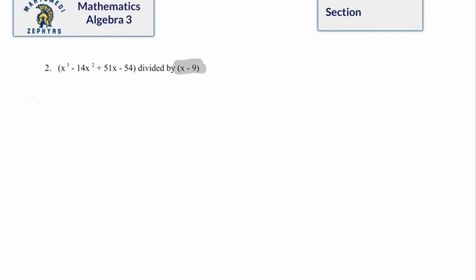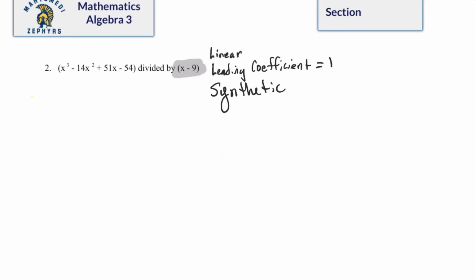We're going to divide by x minus 9 in this second problem. Again, we need two conditions to use synthetic division. It's linear, which is correct. It has x to the first power, and the leading coefficient, the number in front of x, since we have 1x, is just 1. So we can use synthetic division on this problem. Awesome, it's a little more efficient.